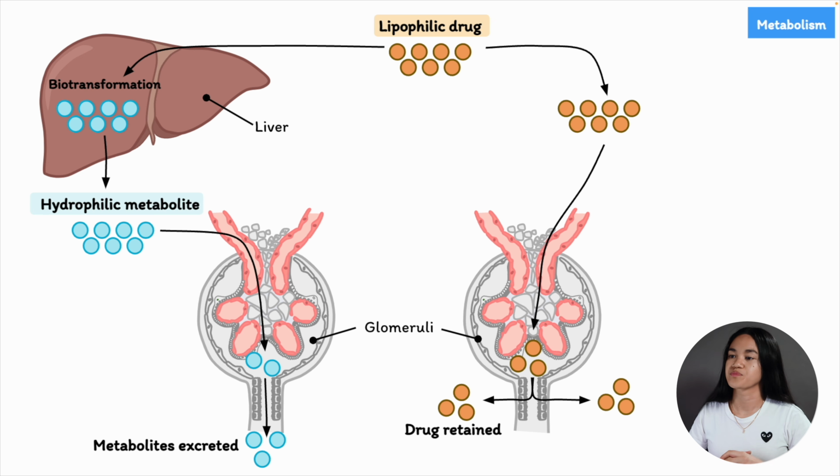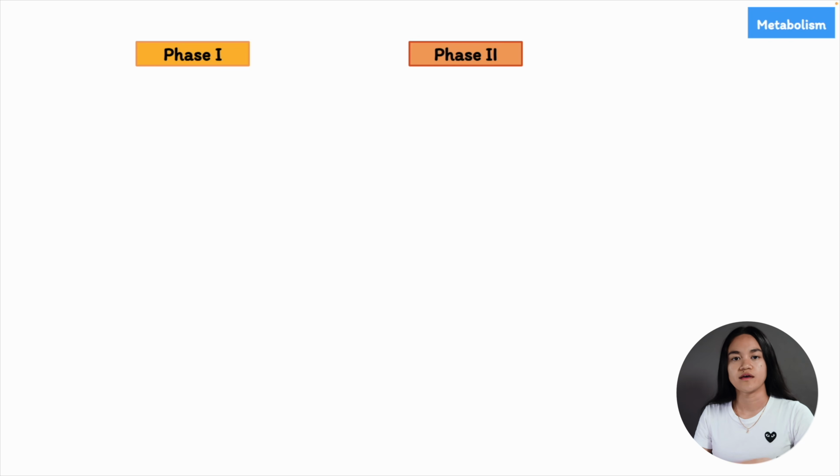Beautiful. The thing is, the extent of metabolism is not the same for everyone. Metabolism can vary with age, pregnancy, and disease conditions. The extent of metabolism varies from person to person, and this is because different individuals will secrete different levels of metabolizing enzymes. All right? Now, the body undergoes two primary metabolic reactions, known as phase 1 and phase 2 reactions.